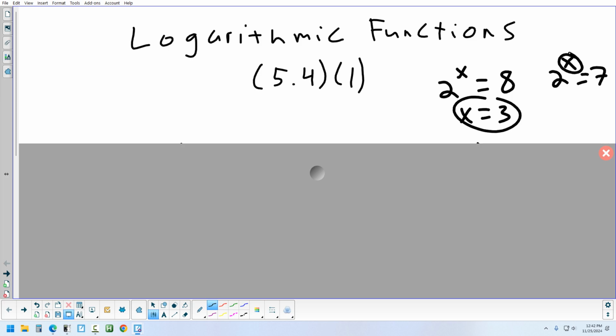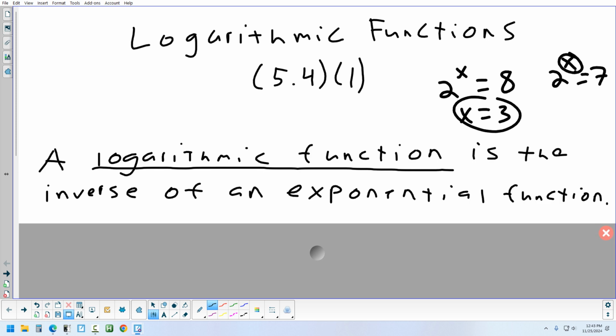That's what logs do. They basically figure out an exponent that you don't know. That's what a log is. A logarithm is an exponent. And I'm going to say that again.